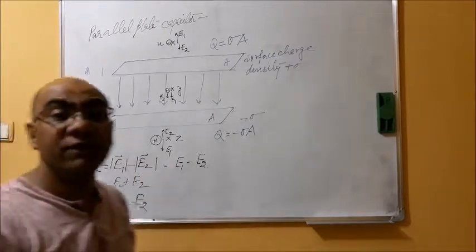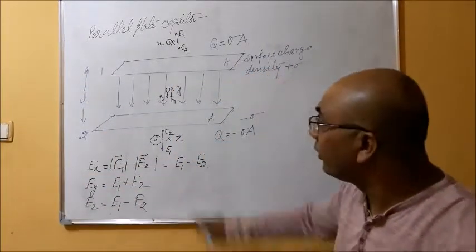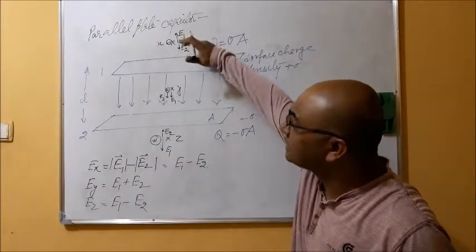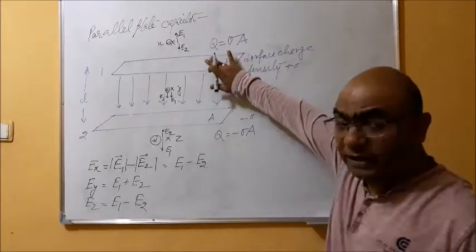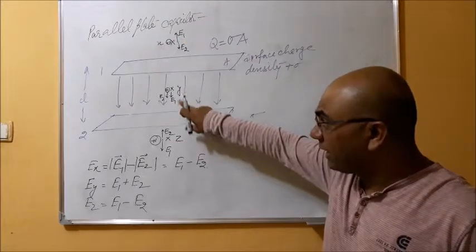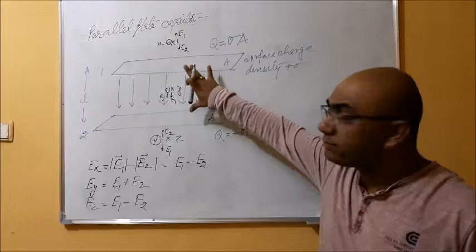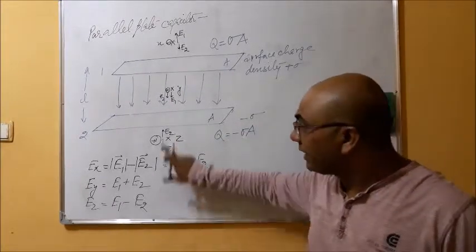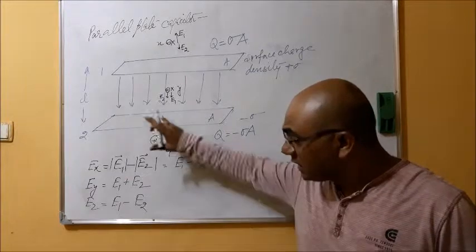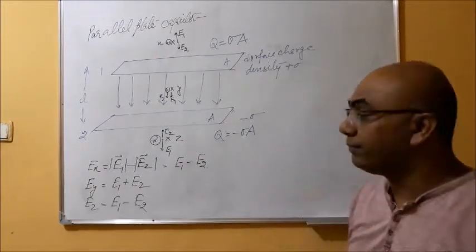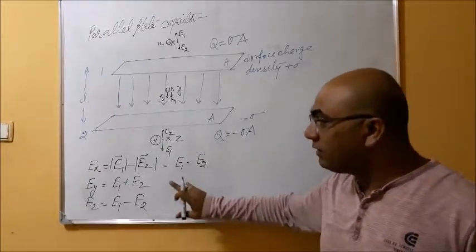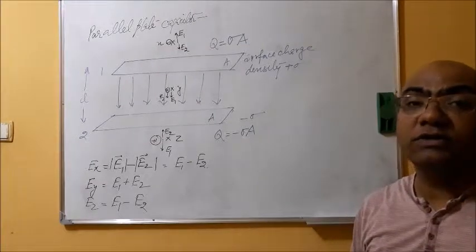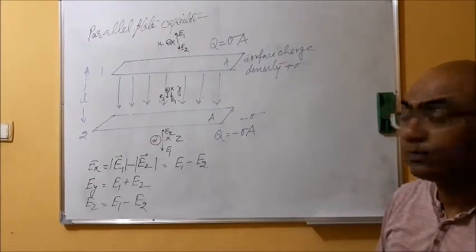So this will be the value of electric field at point X. X is a point which is outside of the positive plate. Point Y is between the positive and negative plates. And point Z is outside of the negative plate. Right? Now we will try to find the value of this E1 and E2.